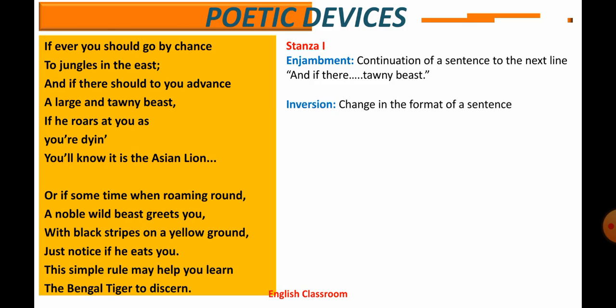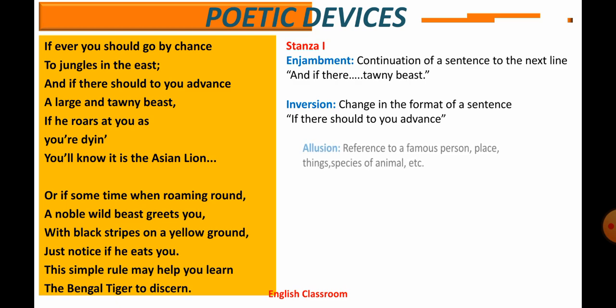Then you can find here inversion in the same line. Inversion means a change in the format of a sentence. So not in a regular format but in an irregular format according to the whim of the poet. So here the poet changed the format of the sentence. It is called inversion. The line is, "and if there should to you advance." It should be "if there advance something to you," like this, but it is inverted. That's why inversion. Then allusion.